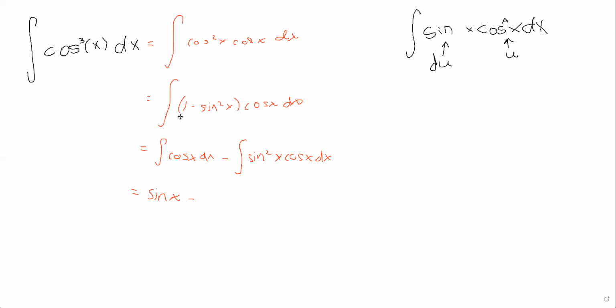So this one is definitely a u sub situation. The question though is, do we want u to be sine or do we want u to be cosine in this situation? I think in this case we're going to want it to be sine. Exactly, we always want u to be the thing that has a power that's not one. So in this case, yeah, it would be sine.